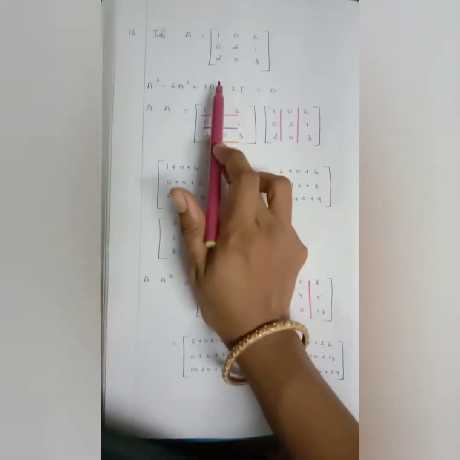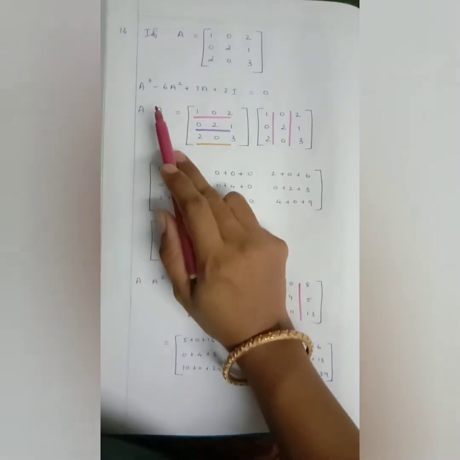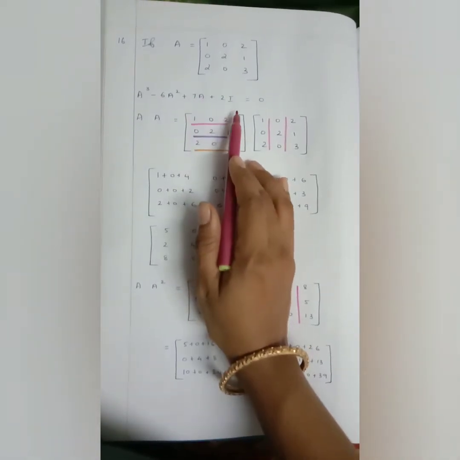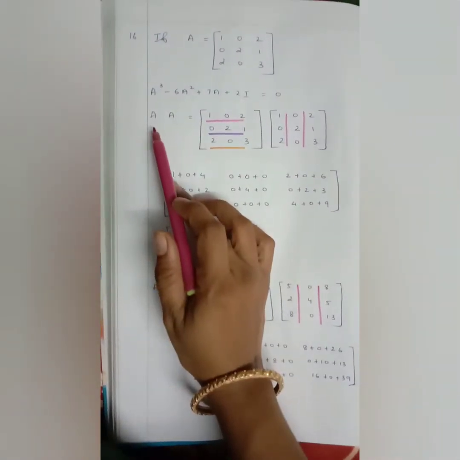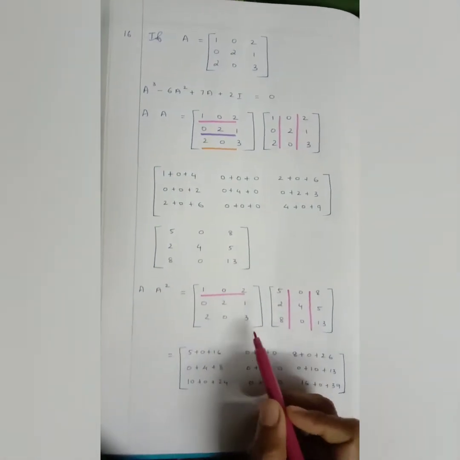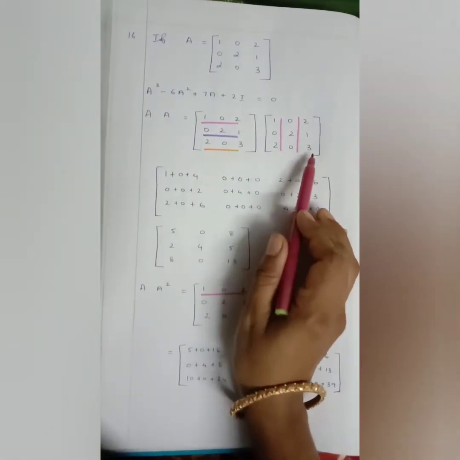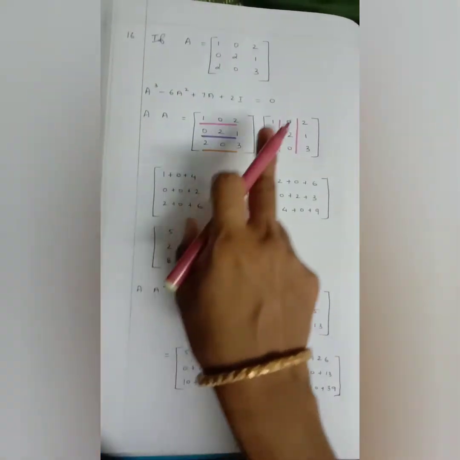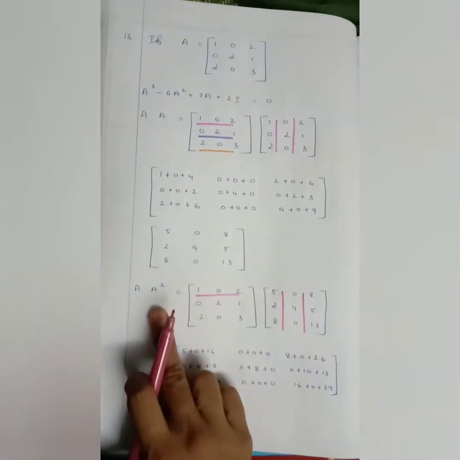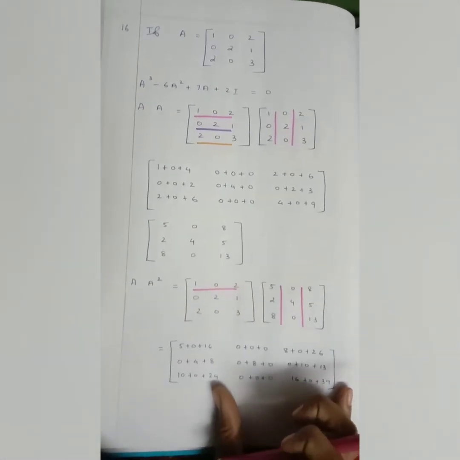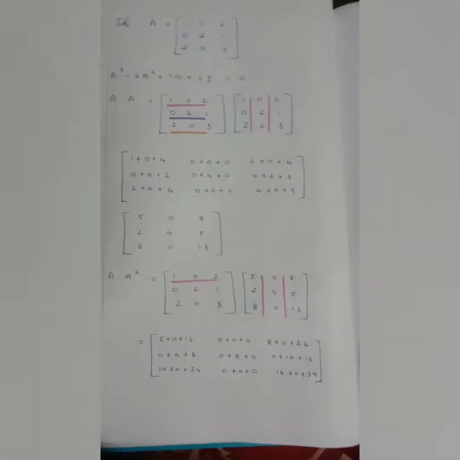The next one also, it's also an important 4-mark question. A is given. You should find here A cube minus 6A squared plus 7A plus 2I is equal to 0. A cube means first A squared, then you find A into A squared, that will become A cube. So first A into A, you're getting one particular value. The same way, first row, first column, first row, second column, first row, third column. Next this particular A into A squared, this is your A cube. This is the first value.